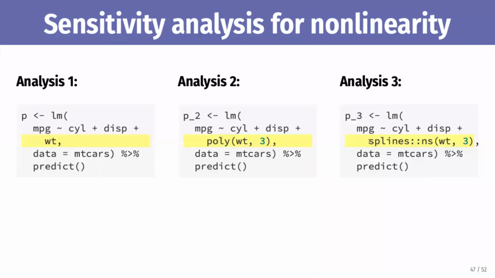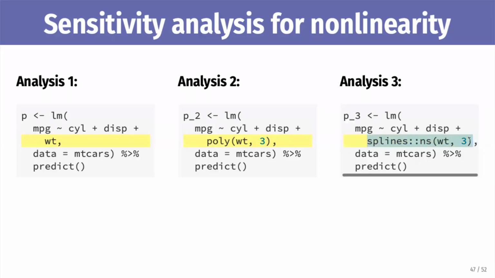And then in analysis 3, I'm going to fit a natural spline. There's a package that comes with base R called splines, and a function within that package called ns, which stands for natural splines. What this is doing is fitting a natural spline to that weight variable. The 3 here indicates that I'm dedicating 3 degrees of freedom to this spline. And then I'm getting those predicted values as well.